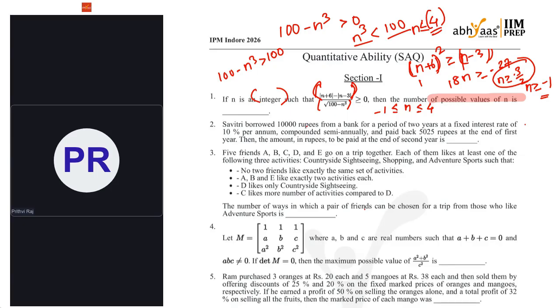So that means how many integers are there? Minus 1, 0, 1, 2, 3, and 4. 6 values are possible. Okay, the given key is right. So please check it.